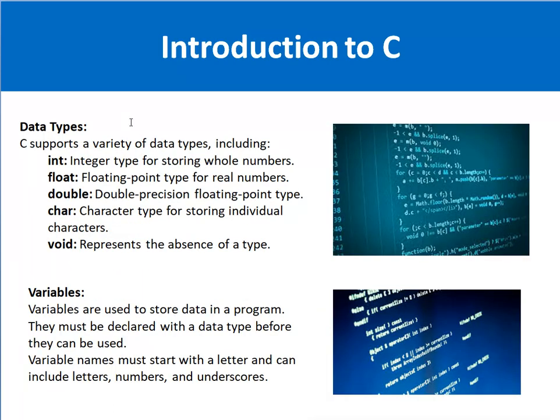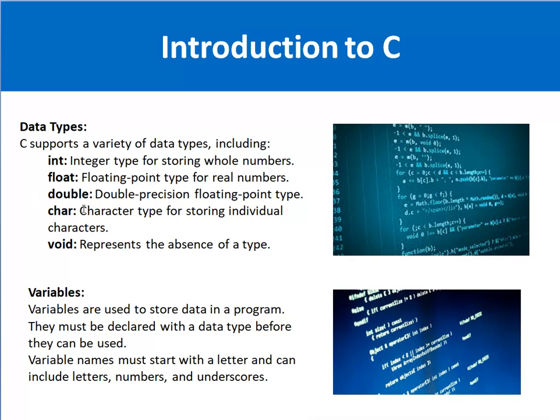Now the data types included in the C language. First one is the integer data type, that is called int. Ints are the whole numbers. For example, 23 is an integer data type, 45 is a whole number, an integer data type. Then float is basically a floating point type for real numbers. When we talk about floating numbers, basically we are talking about point based numbers. For example 23.20, so this is a float.